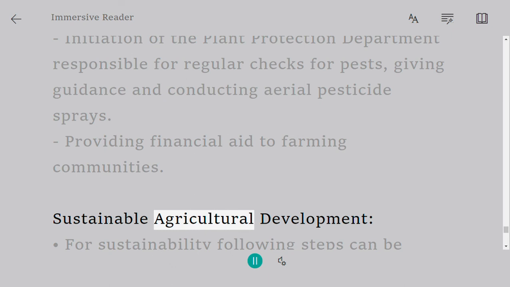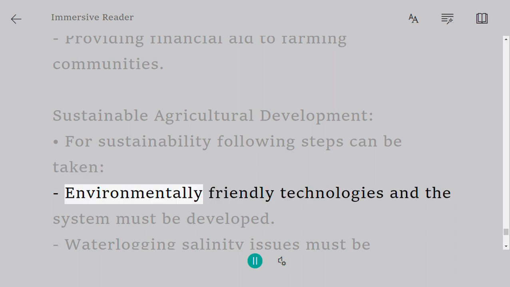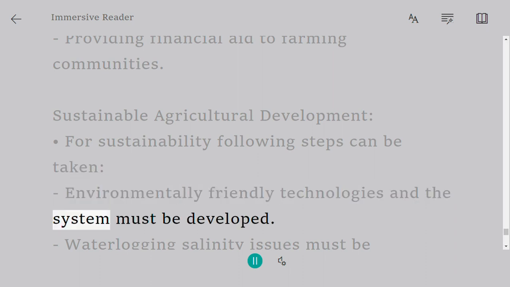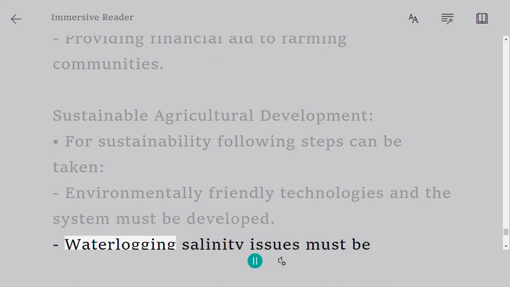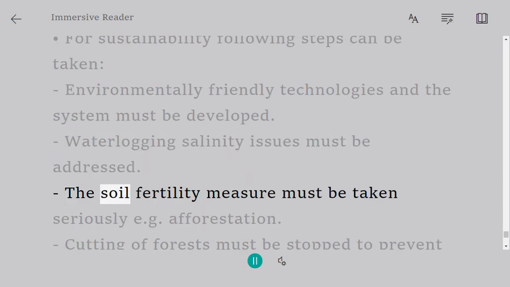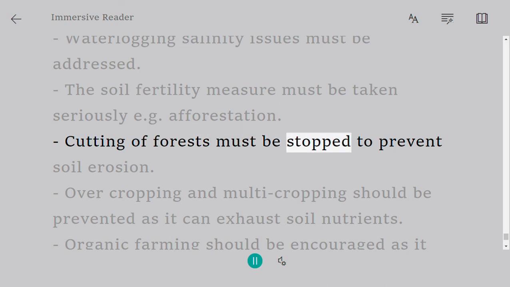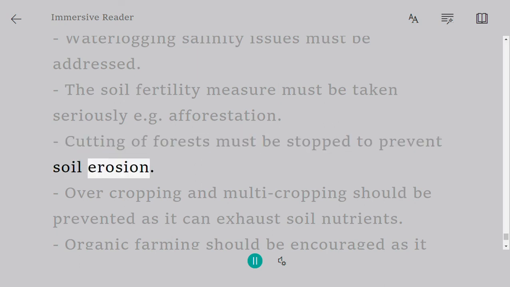Sustainable agricultural development. For sustainability, the following steps can be taken. Environmentally friendly technologies and systems must be developed. Waterlogging and salinity issues must be addressed. Soil fertility measures must be taken seriously, e.g. afforestation. Cutting of forests must be stopped to prevent soil erosion.